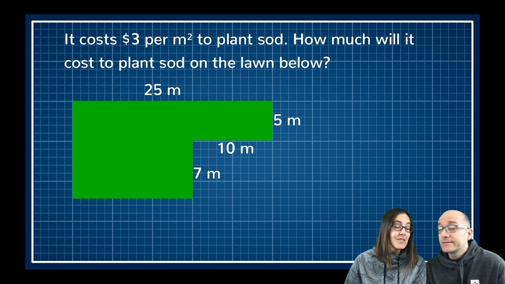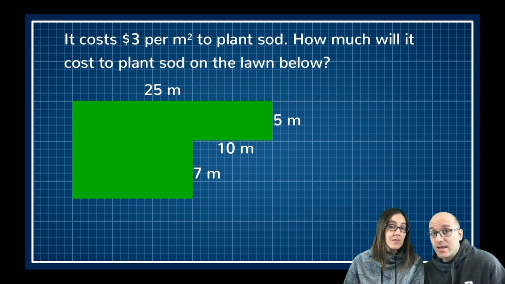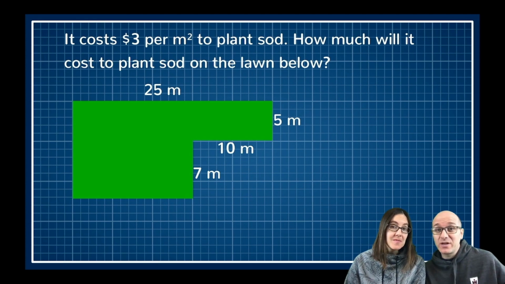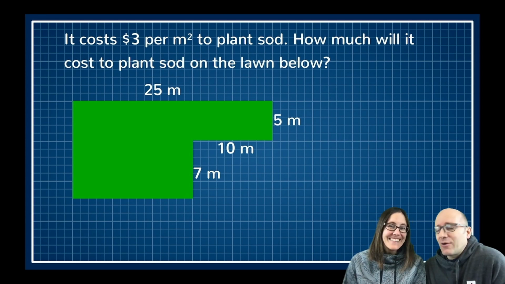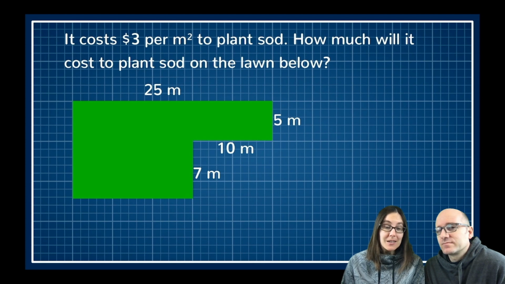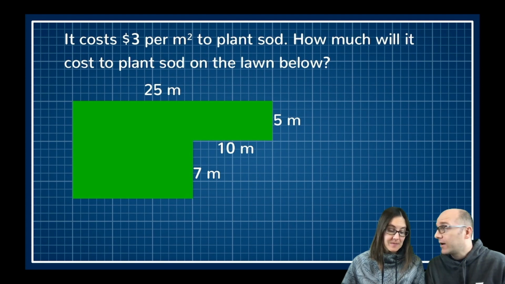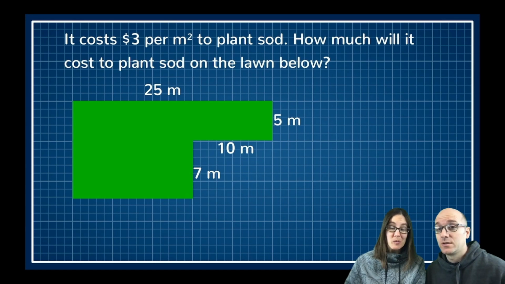We're trying to plant some sod, so some grass. It costs $3 per square meter. And we want to know how much it's going to cost to plant sod on this lawn right here. So how would we do a problem like this? I think the easiest way would be to break up those rectangles into other pieces. And what are you going to do with those? Then we're going to multiply and then add them together. So you want to get the area, and then once you have the area of the green region, then what? Then we just multiply it by 3.